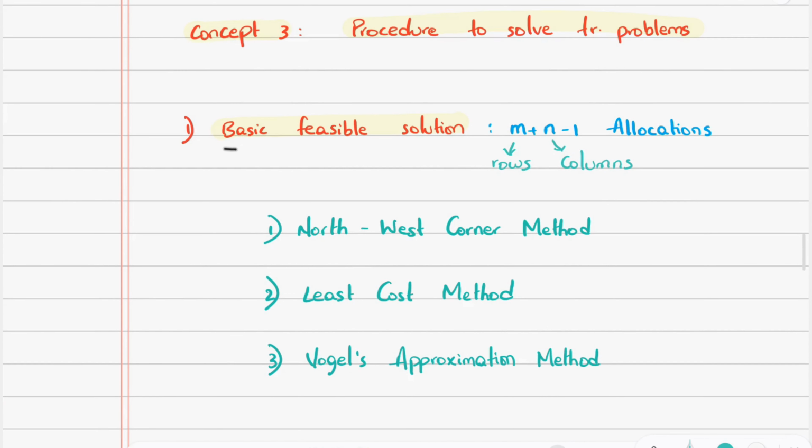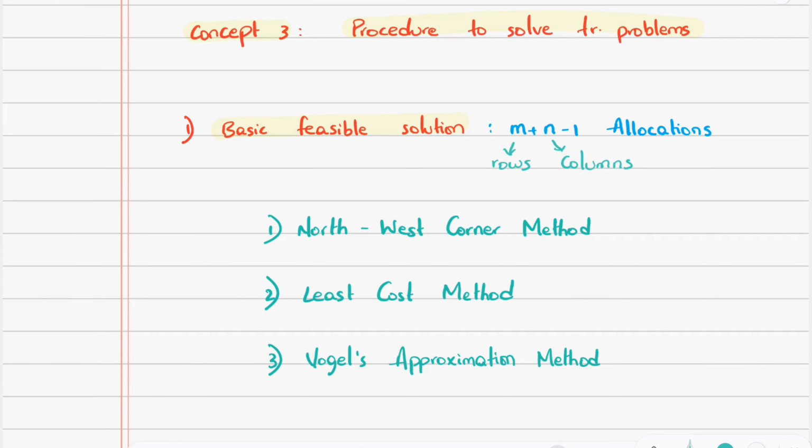So, how do we find this basic feasible solution? For this, we have 3 methods. The first one is northwest corner method. The second one is least cost method. And the third one is Vogel's approximation method. We will understand all these 3 methods in the next video.